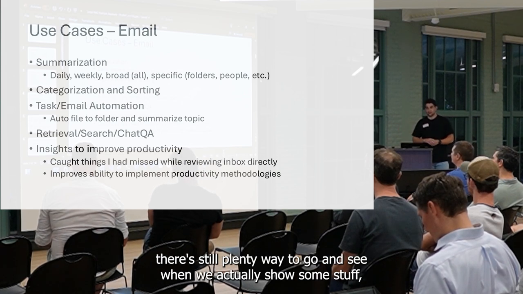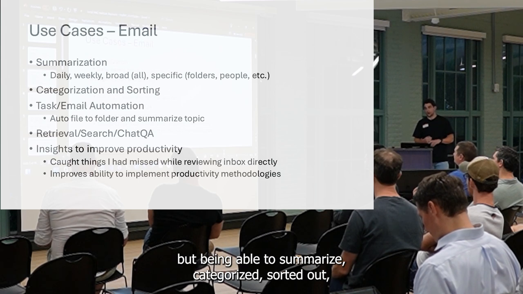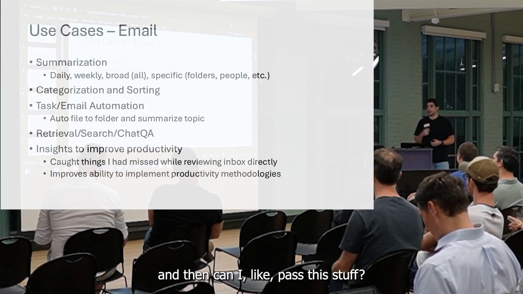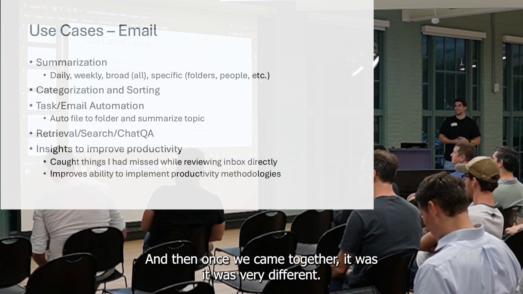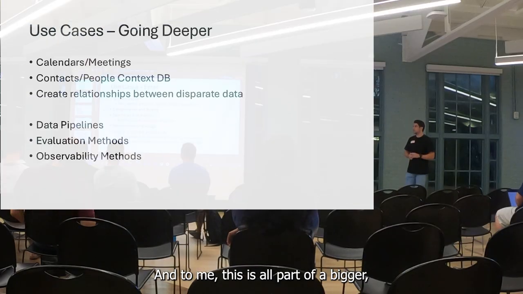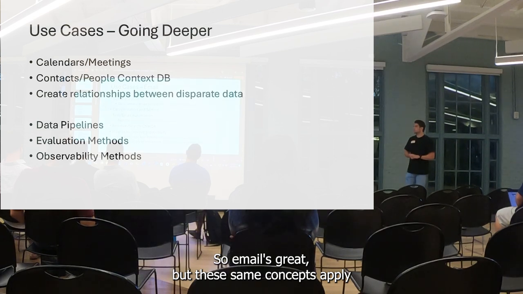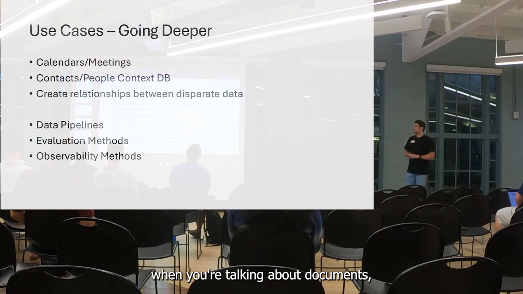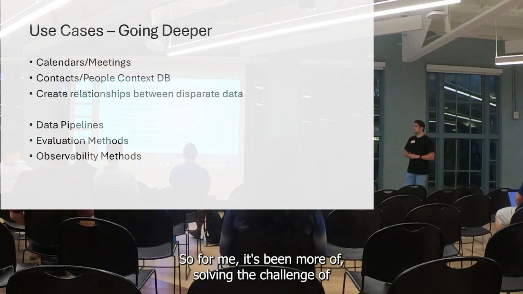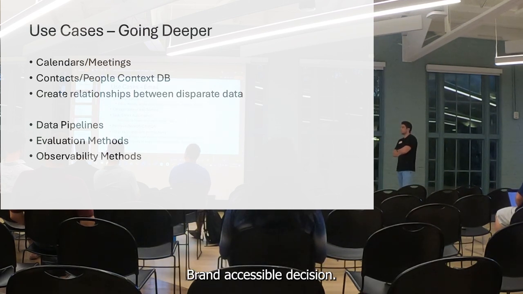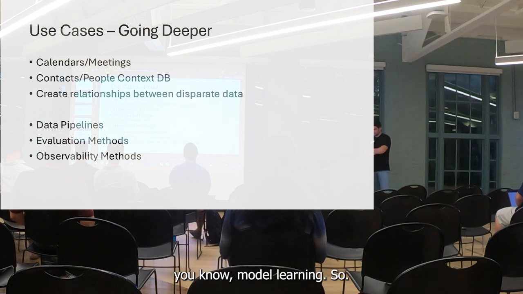There's still plenty of way to go, as you'll see whenever we actually show some stuff, but being able to summarize, categorize, sort it out, and then Cam, I think, had some stuff. Yeah, we thought we had the same use case, I think, and then once we came together, it was very different. To me, this is all part of a bigger mass data RAG methodology. Email's great, but these same concepts apply whether you're talking about documents, pulling data out of other systems, et cetera. So for me, it's been more about solving the challenge of, let's have your brain accessible to any AI tools. Plug and play, universal, modular learning.